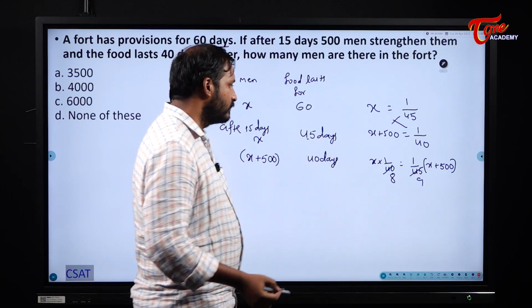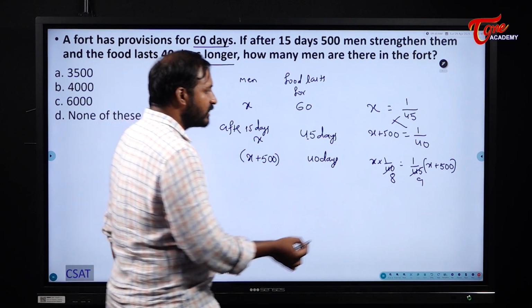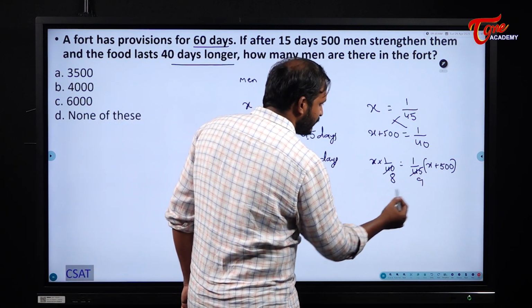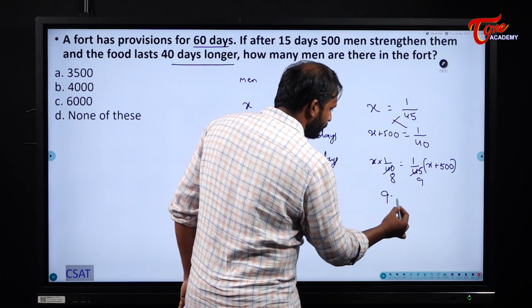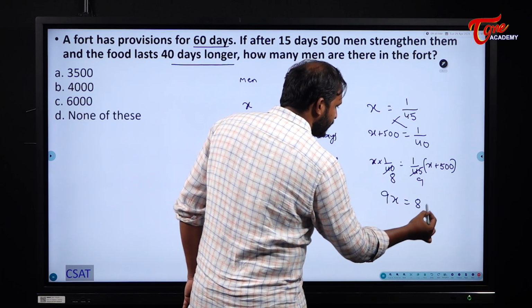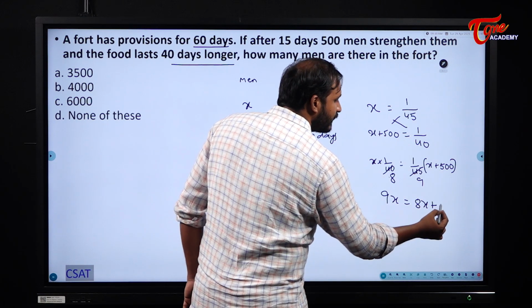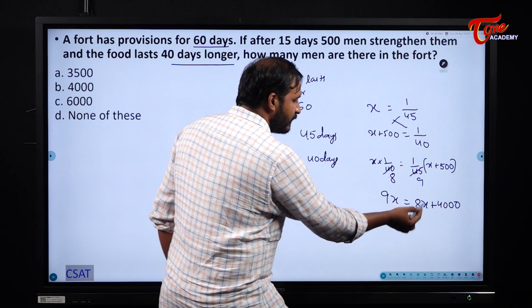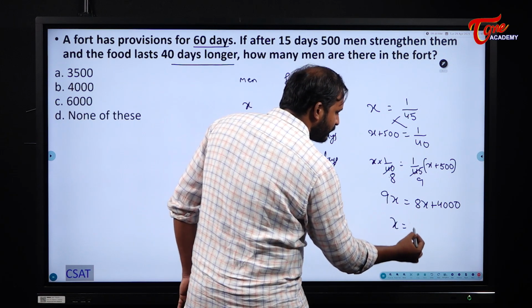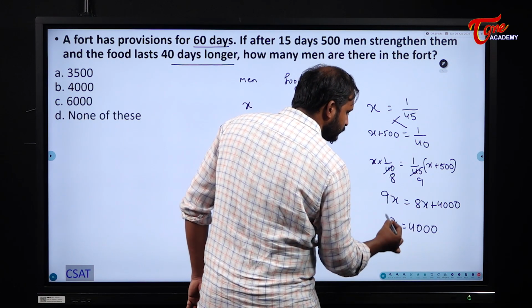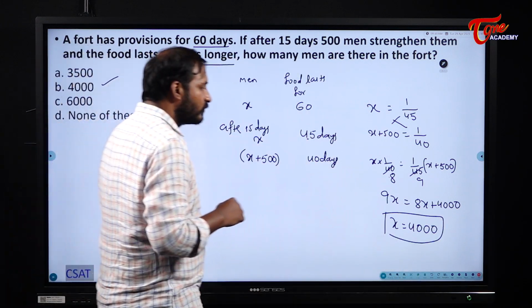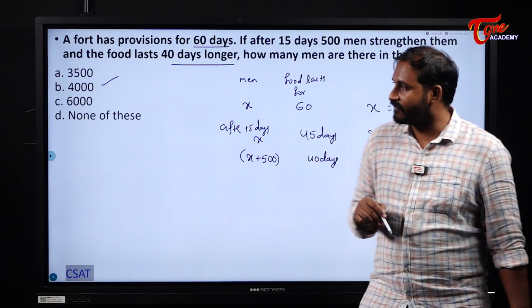Now 5 eights are 40, 5 nines are 45. So when I cross multiply it, here it will become x by 8 and 9 on the other side. What will I get here? 9x is equal to 8x plus 8 into 500, which is 4000. When I send 8x across, the x value becomes 4000. So the initial strength in that fort is 4000 people. Now 500 more joined them.